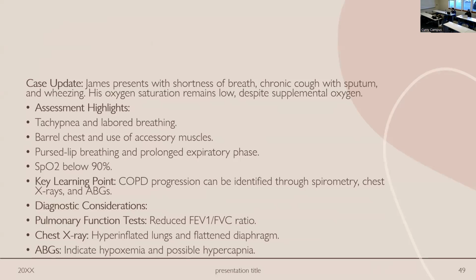And I think we mentioned that COPD progression can be identified by spirometry, chest x-rays, and ABGs. Diagnostic considerations: reduced FEV1/FVC ratio. So they would take those two numbers and provide a ratio for that. Chest x-ray shows hyperinflation of lungs and flattened diaphragm. So they can diagnose COPD that way as well. Then ABGs.